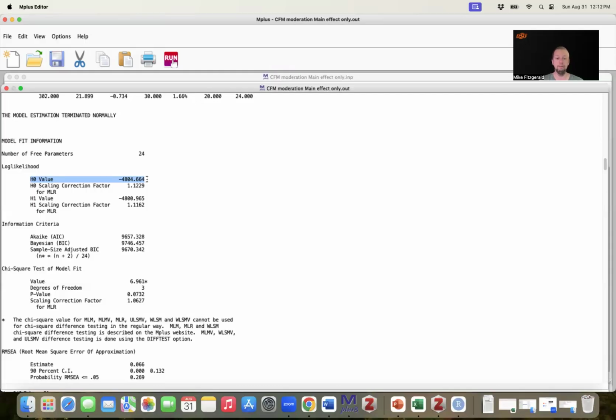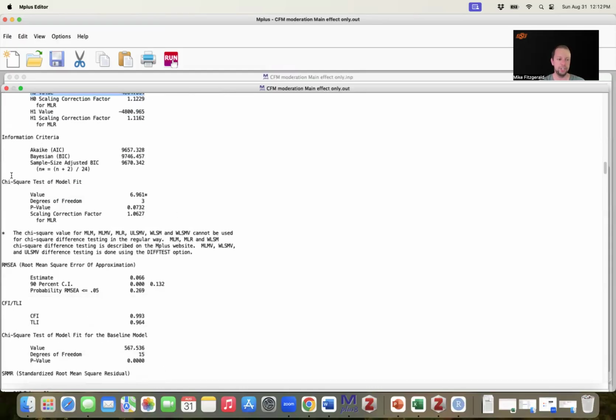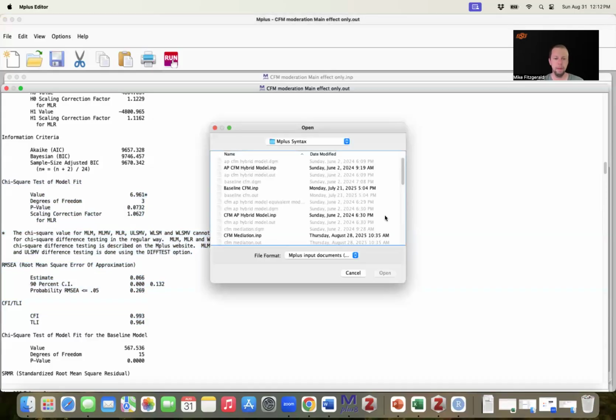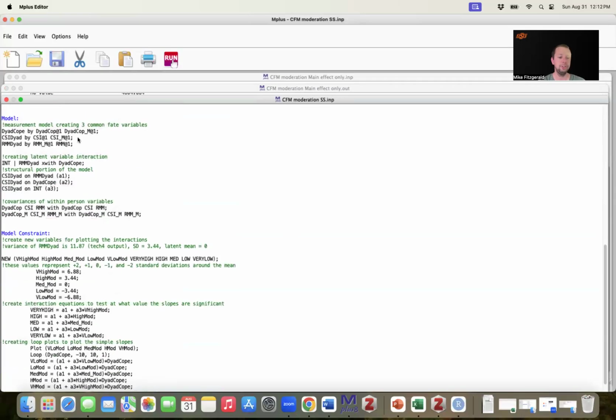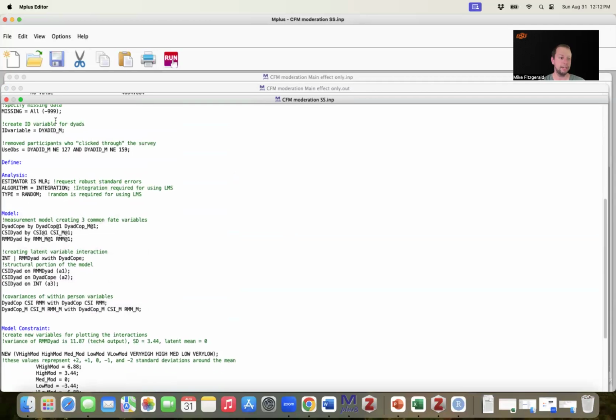Then we're going to do a likelihood ratio test, comparing the negative two log likelihood value of this model to the model with the latent interaction in it, and see whether there's a significant difference. So that's another reason why we need to run this main effect model first. We need to obtain this value, and we need to check out all of these fit indices. So next, we're going to move into actually testing the moderation, the interaction effect.